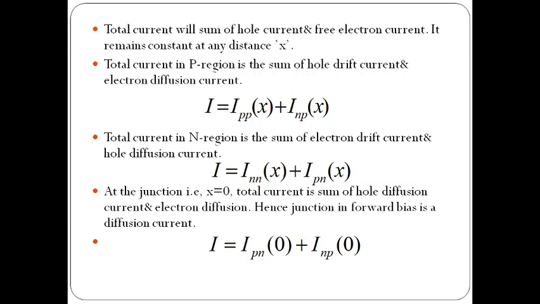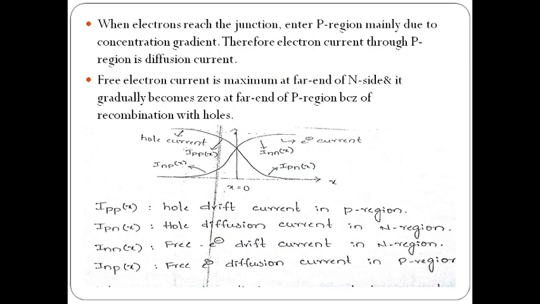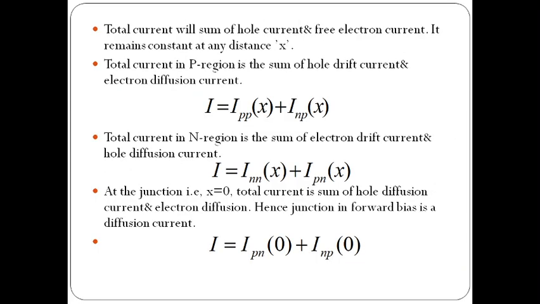So in this diagram, in the P region you can observe IPP of x plus INP of x. IPP of x is nothing but the hole current in the P region. INP of x is nothing but the electron current in the P region. So total current in the P region is nothing but the sum of hole drift current and electron diffusion current. Similarly, total current in the N region is the sum of electron drift current and hole diffusion current.